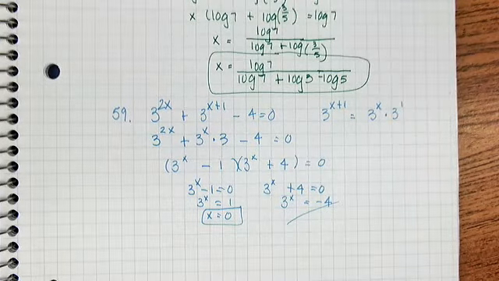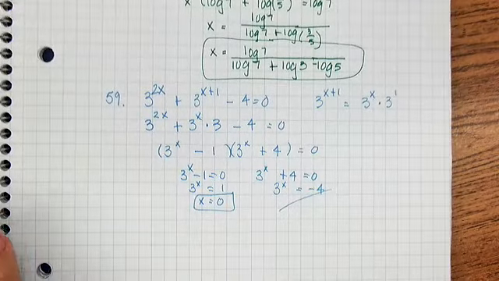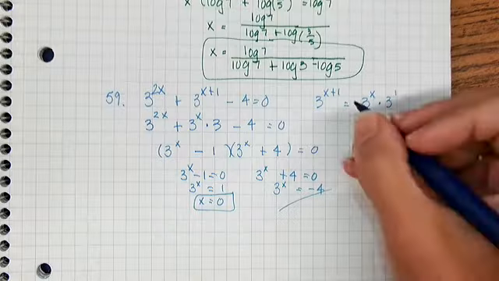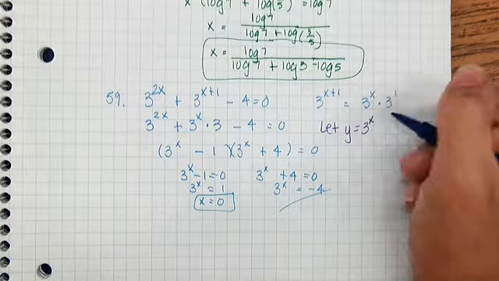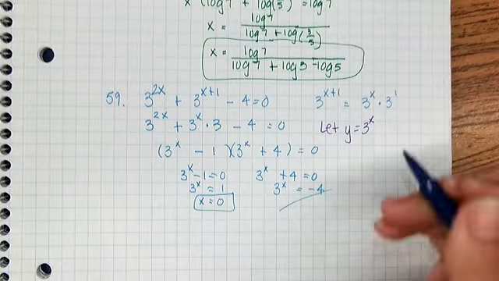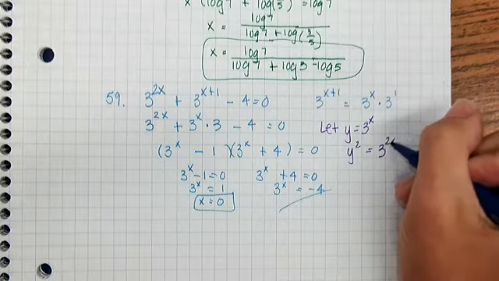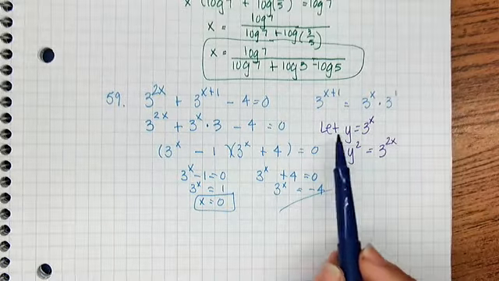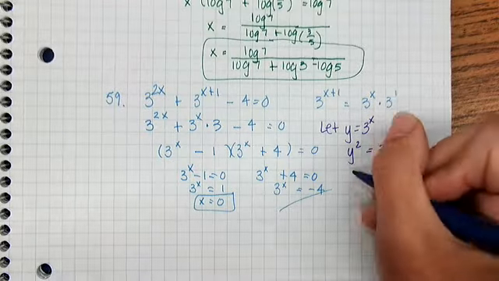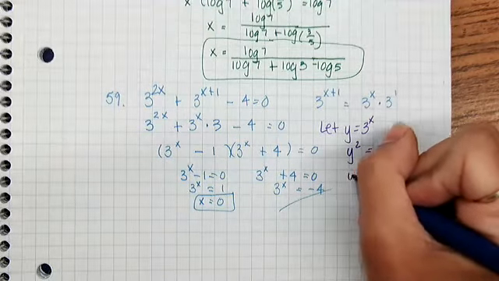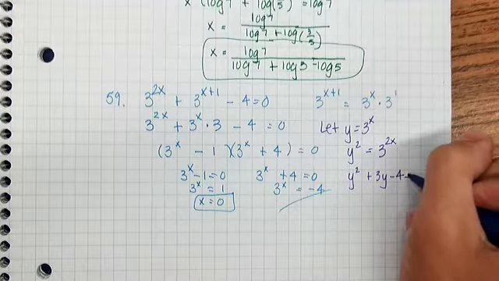You could, if you wanted to, do a substitution. So you could have said, let y equal 3 to the x. So therefore, y squared would be 3 to the 2x. Square both sides, you get y squared. 3 to the x squared is 3 to the 2x. And you could have done a substitution and said, okay, this is y squared plus 3y minus 4 equals 0.